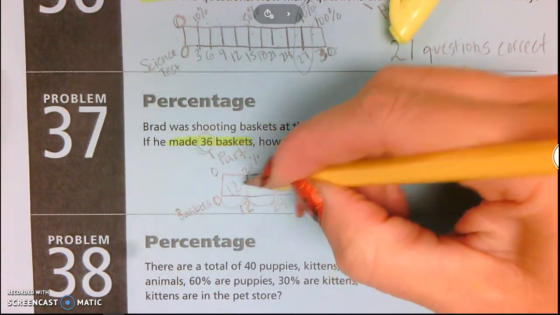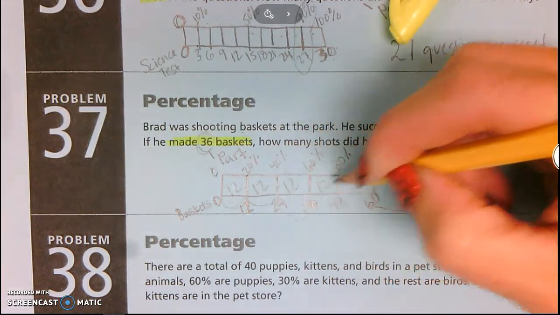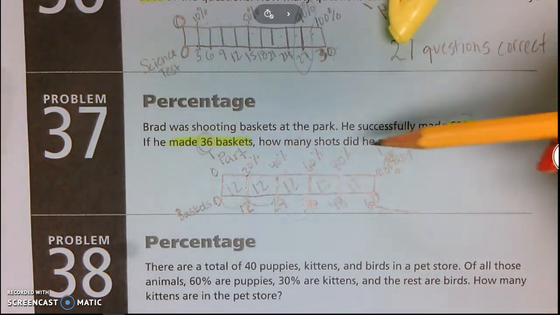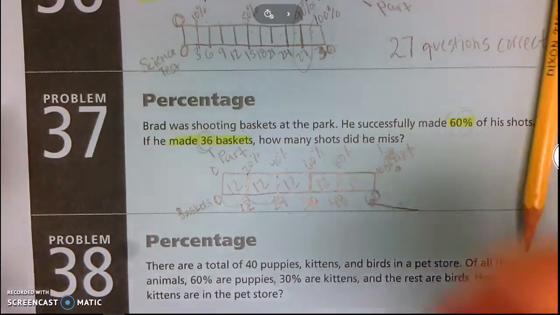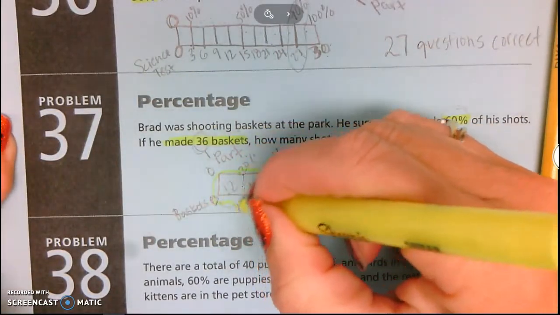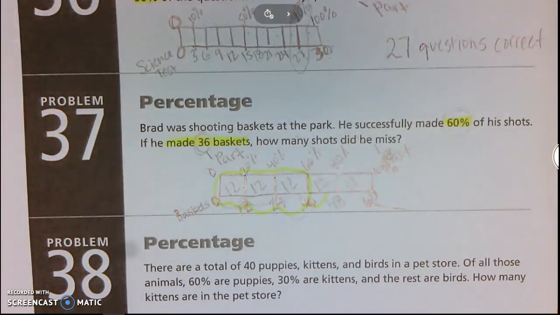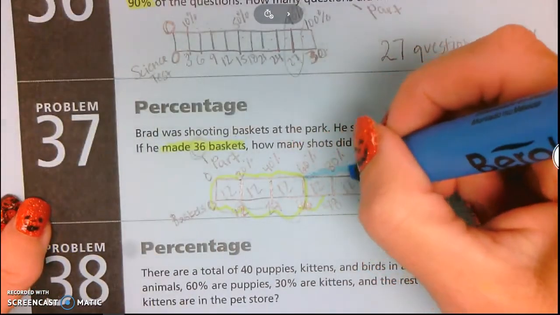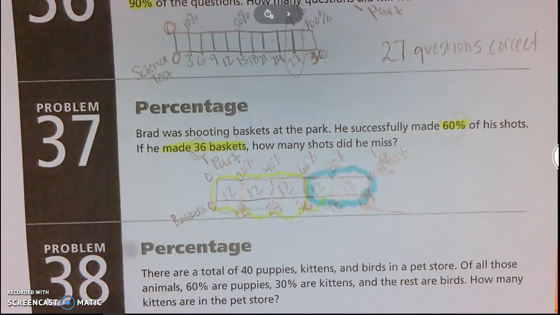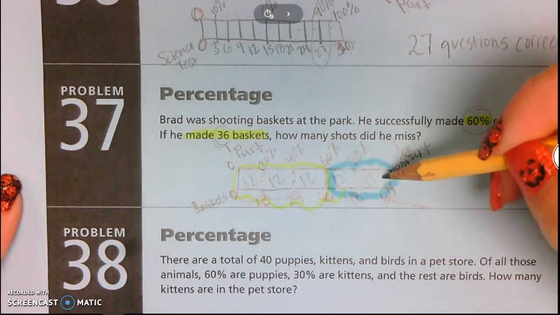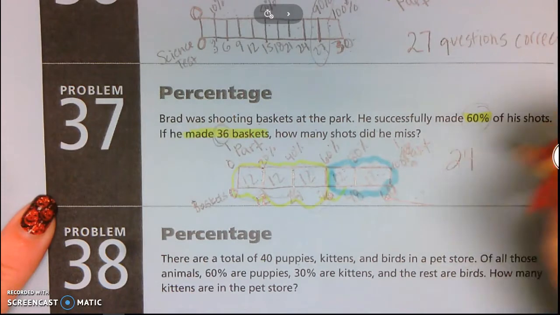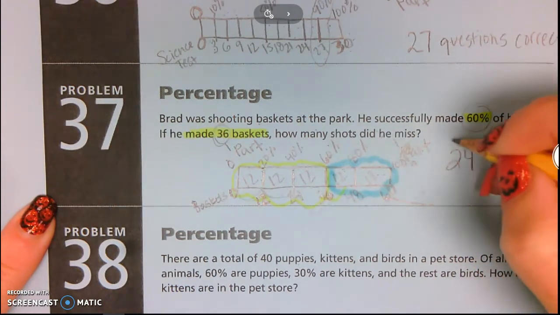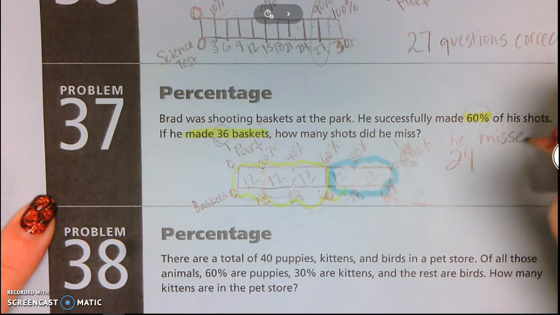In here, that also means that each of these boxes is 12 baskets. So focusing on what I need: how many did he miss? Well, if this is the section that he made, right here, that means that this section over here would have to be the ones that he missed. So the ones that he missed would be 12 baskets and 12 baskets, 24 baskets. So how many shots did he miss? He missed 24 baskets.